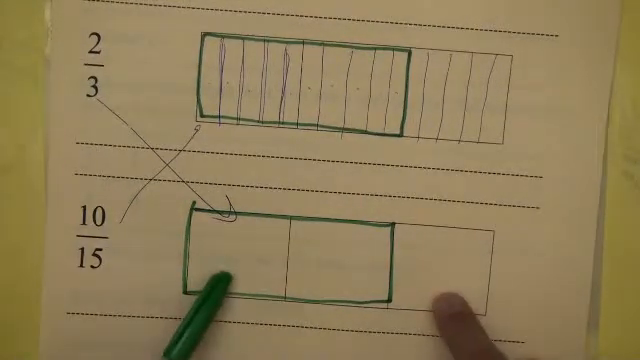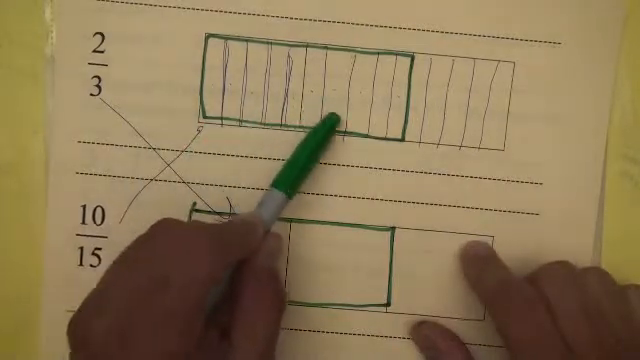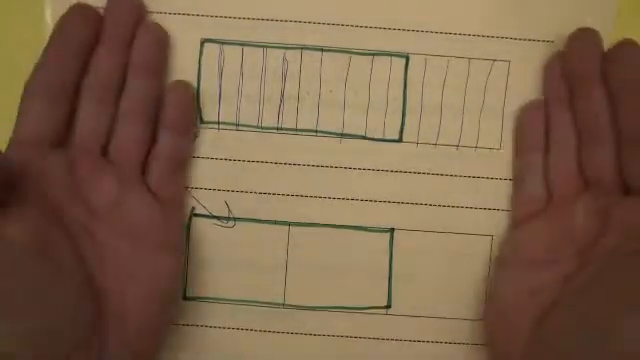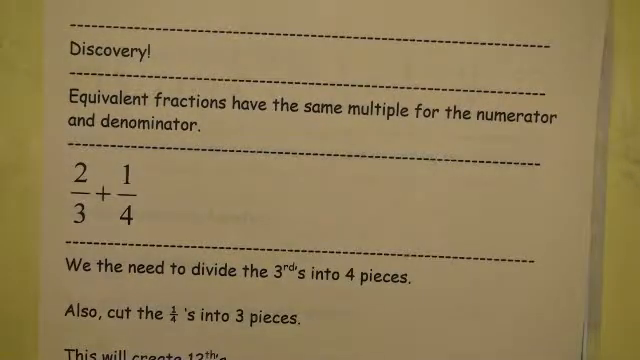This is the picture of 2/3. This is the picture of 10/15. 1, 2, 3, 4, 5, 6, 7, 8, 9, 10 out of 15. Notice how it's covering the same amount of ground. Okay, next one, discovery. We have now discovered that equivalent fractions have the same multiple for the numerator and denominator. Let's go back and take a look.